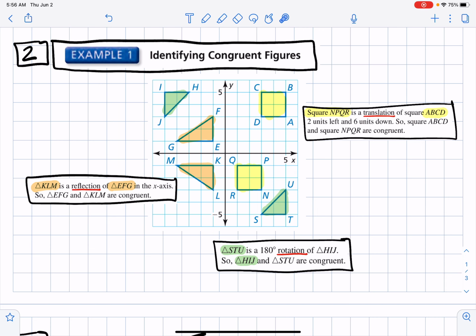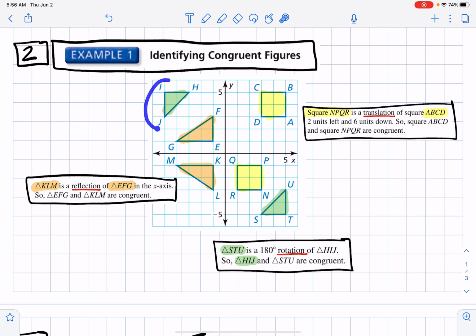Same thing, let's take a look at the orange ones here. I've got triangle KLM over here, and I have triangle FGE over here. They have the same size and the same shape. One just looks upside down compared to the other. That's because there's a reflection happening, so that's my rigid motion. I'm reflecting it over the x-axis, and that's exactly what it says right here. So I could get this figure to this figure with a reflection over the x-axis.